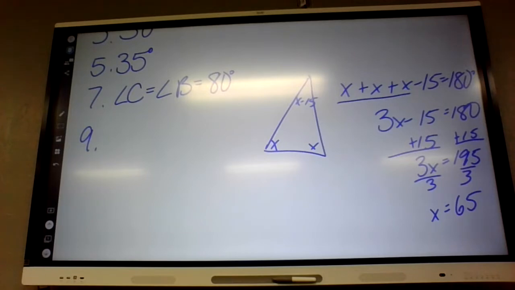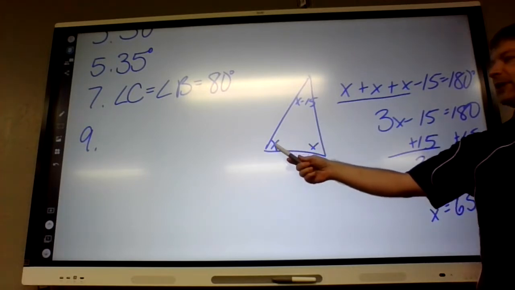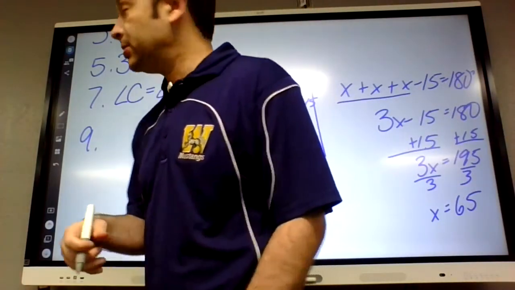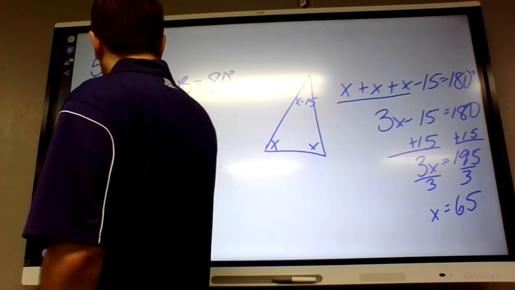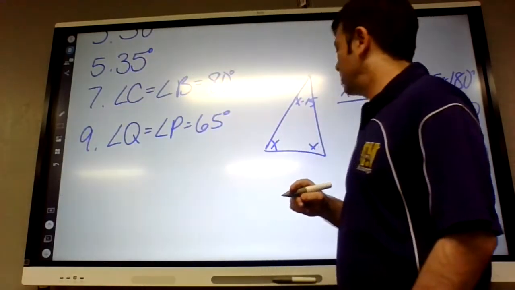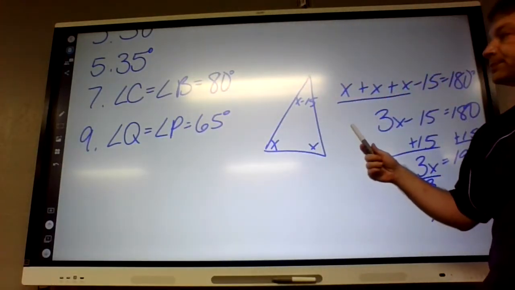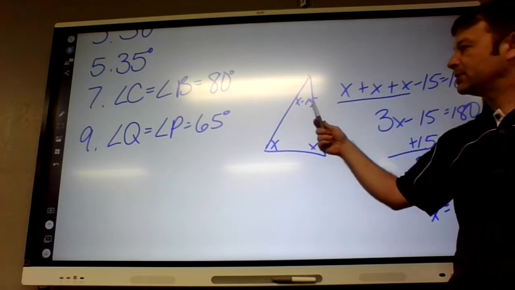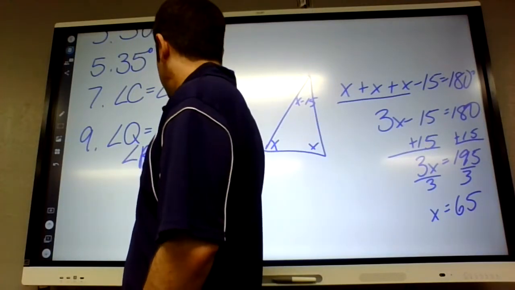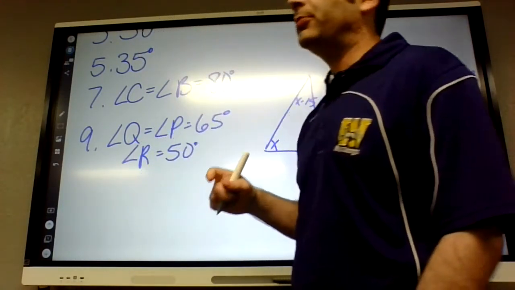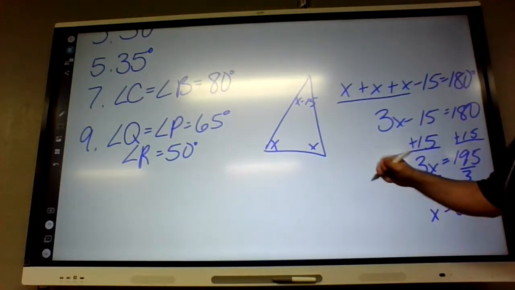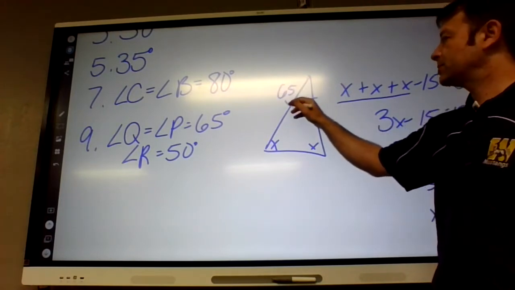Is that all we need to do? No. Not quite. 65 would be the two base angles. 65 would be angle Q and angle P. So I'm going to put angle Q equals angle P equals 65. What would the vertex angle be? 65 minus 15 is 50. So angle R is 50 degrees. Or we could have done 65 plus 65 and subtracted that from 180, right? But I just plugged in 65 for X right there.